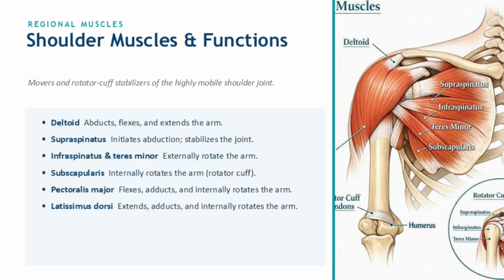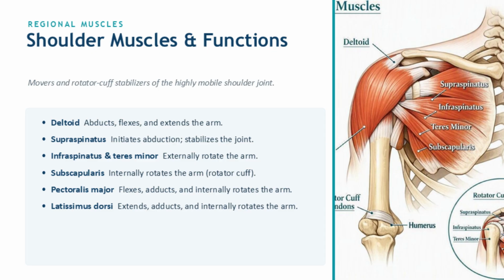Shoulder muscles and functions. The shoulder is capable of more movement than any other joint in the body, and that mobility depends on a coordinated group of muscles working together. Some muscles create large, powerful movements, while others provide stability and control. As you study the shoulder muscles, focus on the actions they produce and how they contribute to functional movement. Think about everyday activities such as reaching overhead, lifting an object, pushing open a door, or pulling something toward you. Each of these actions requires multiple muscles to work together in a coordinated manner.